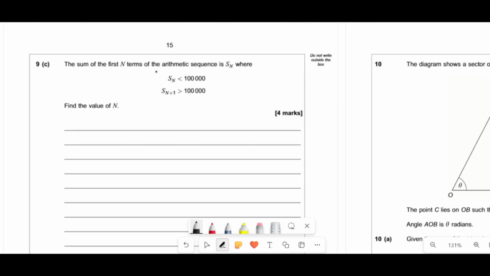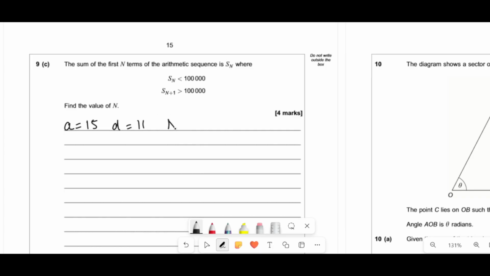So it says the sum of the first n terms of this arithmetic sequence is Sn, where Sn is less than 100,000, but Sn plus 1 is greater than 100,000. Find the value of n. So in this arithmetic progression, we know that the first term is, oh my god, I've forgotten it already, and I just wrote it, 15, and d is going to be 11.